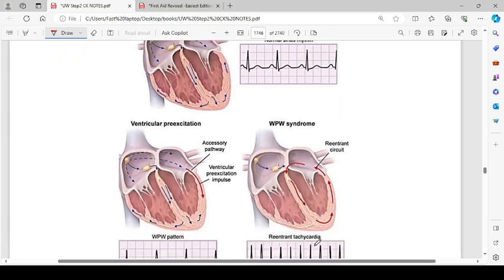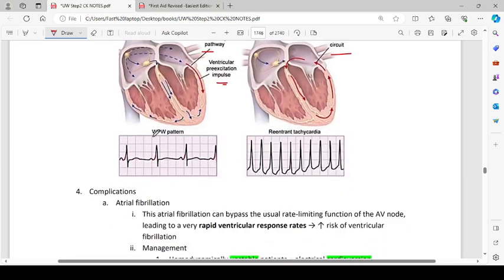Then, you were talking about the accessory pathway, the ventricular pre-excitation impulses like this, and Wolff-Parkinson-White syndrome. There we have the reentrant circuit. This is Wolff-Parkinson-White syndrome with the delta waves, wide QRS complexes, ST changes, and a shortened PR interval, but it is not tachycardia, and people with Wolff-Parkinson-White are normally asymptomatic.